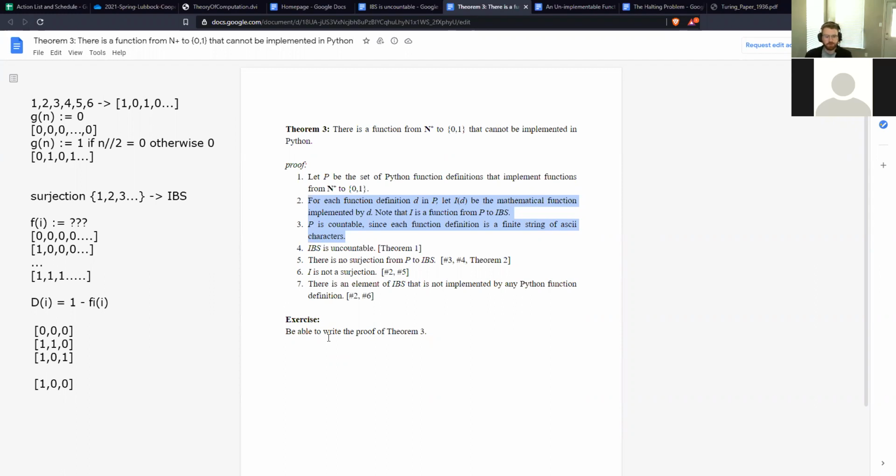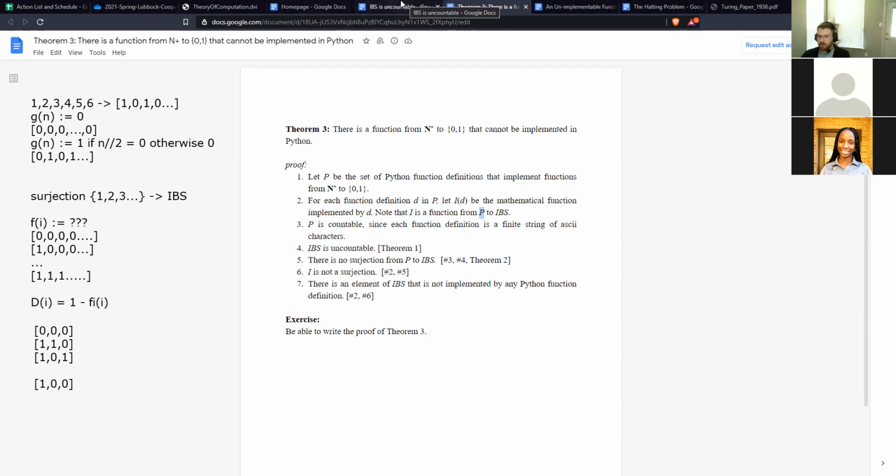Okay, what's your question? On number 2, when it says note that I is a function from P to IBS, can you give an example of that? Okay, well, sure. Can you tell me what P is? Isn't P the set of functions from N? It's the set of function definitions, yeah. So take everything that looks like this in Python, take them all, and that's P.